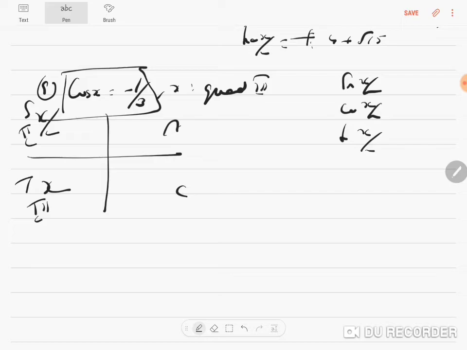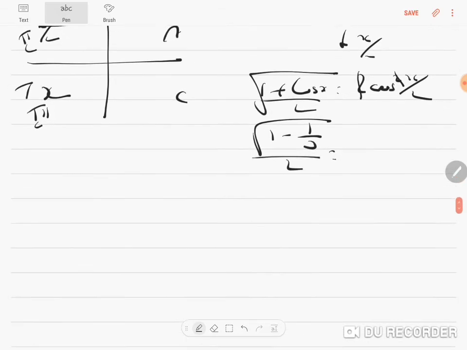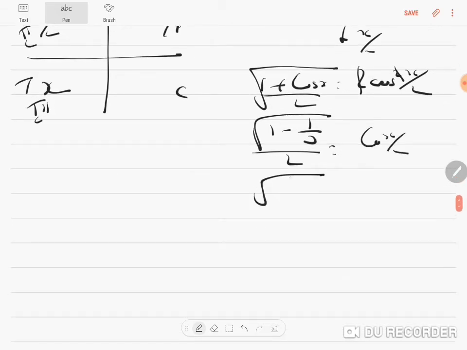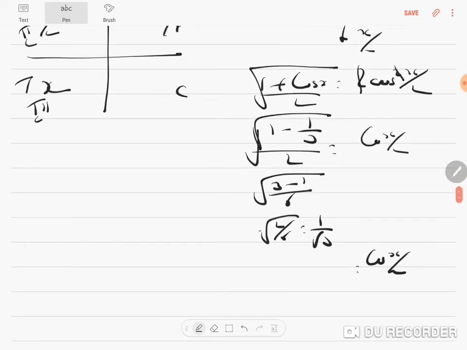You don't have to draw a triangle because cos has been given, and 1 plus cos x is 2 cos square x by 2. So then 2 comes here and the root comes here, so you know cos x directly. Root of 1 minus 1 by 3, by 2, which is cos x by 2, which is root of 3 minus 1 by 6, which is root of 2 by 6, which is 1 by root 3. You're finding cos x by 2, and x by 2 is in the second quadrant where only sin is positive. The cos answer has to be negative. So minus 1 by root 3 is cos x by 2.